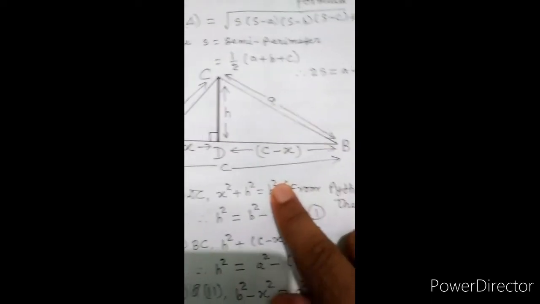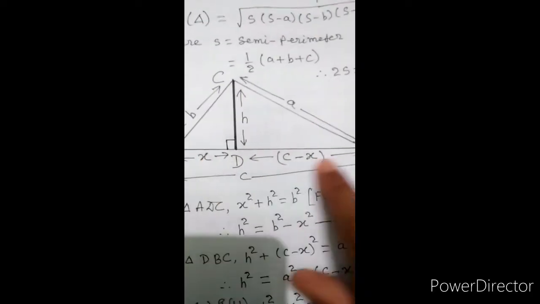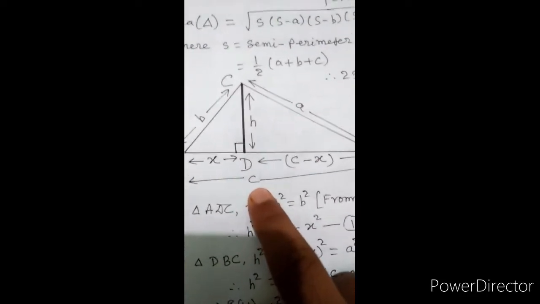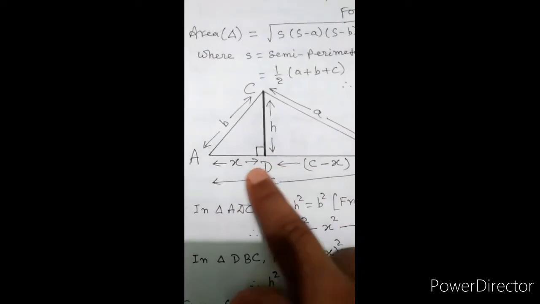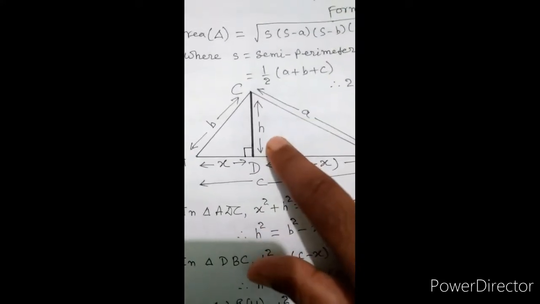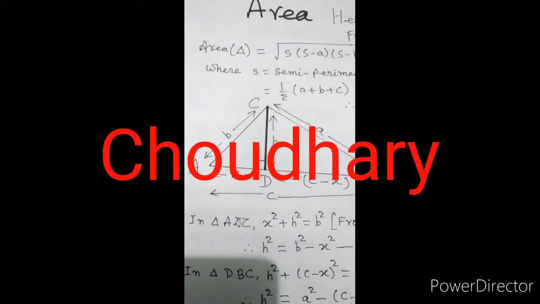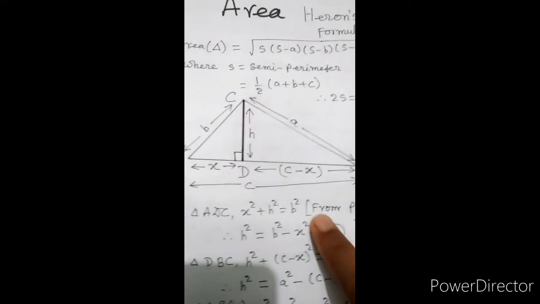Now, as we know, area of a triangle is half into base into height. In this triangle, AB is given, its length is c, and h is unknown. We know that area of the triangle is half into base, that is c into h, but h is unknown. We have to find the value of this h in terms of a, b, c, then we get its area.